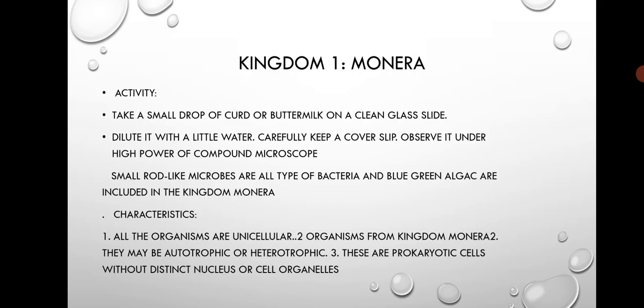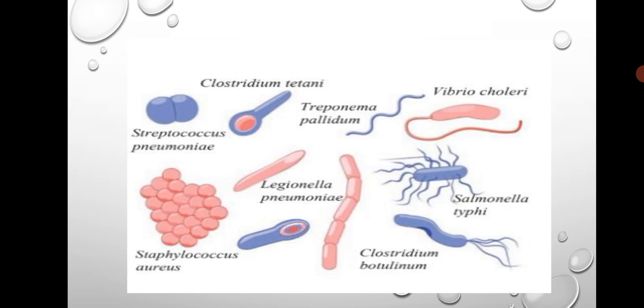So, what are the characteristics of Monera? All the organisms are unicellular. They are autotrophic or heterotrophic; they make their own food or survive on others. They are prokaryotic cells. They do not have a distinct nucleus or cell organelles. Here are some examples of kingdom Monera: Clostridium tetani, Vibrio cholerae, Streptococcus pneumoniae, Staphylococcus aureus, and Salmonella typhi.